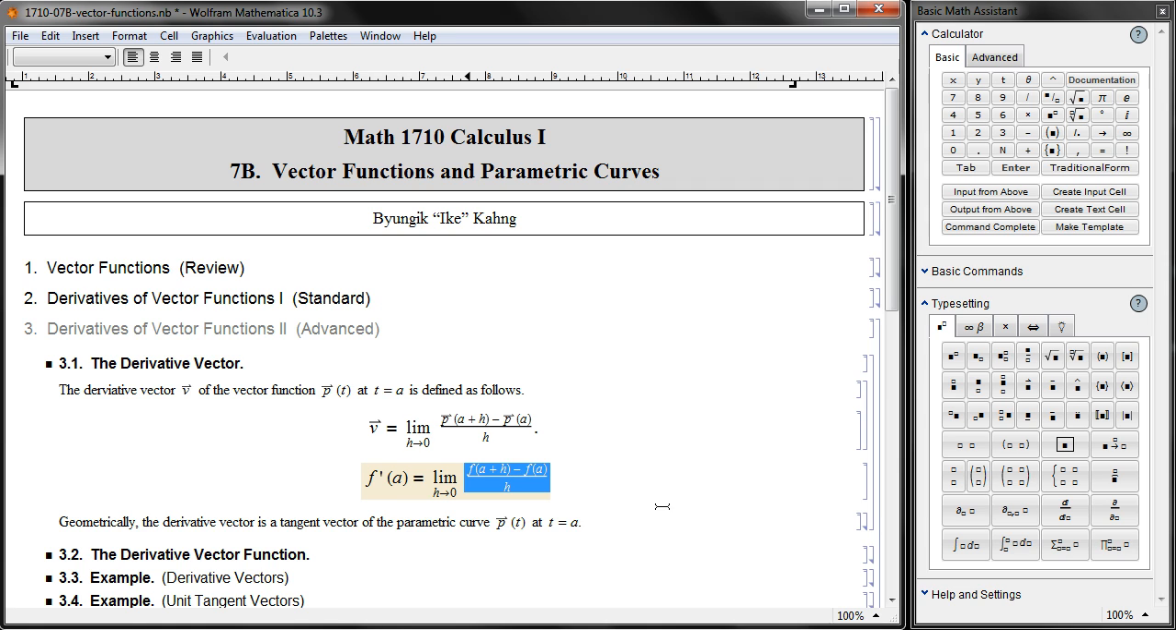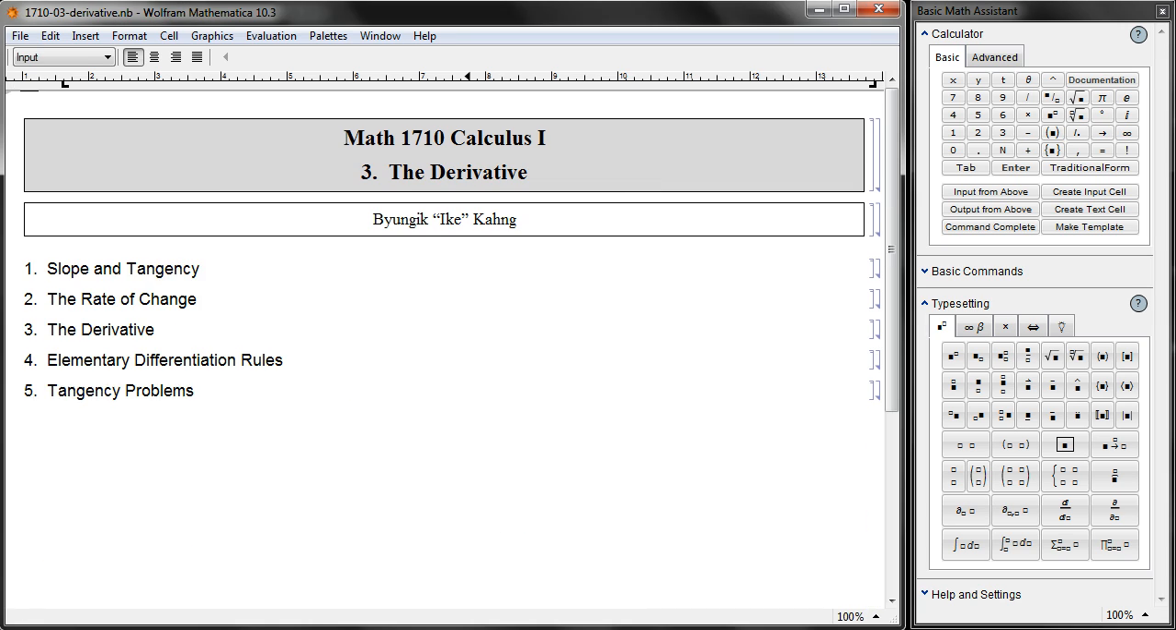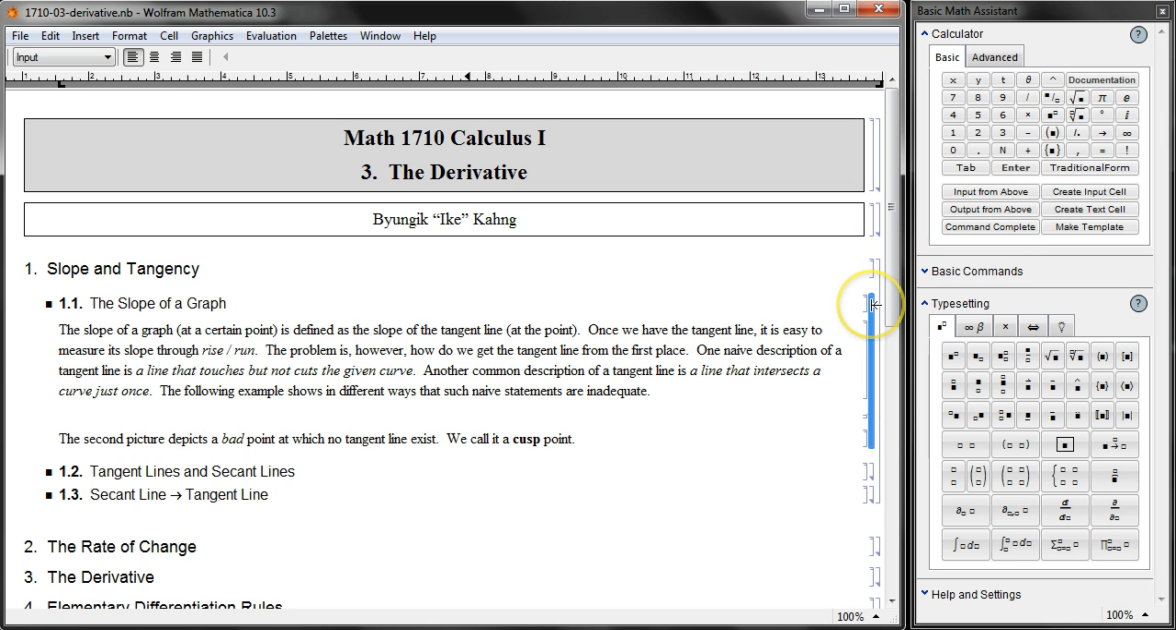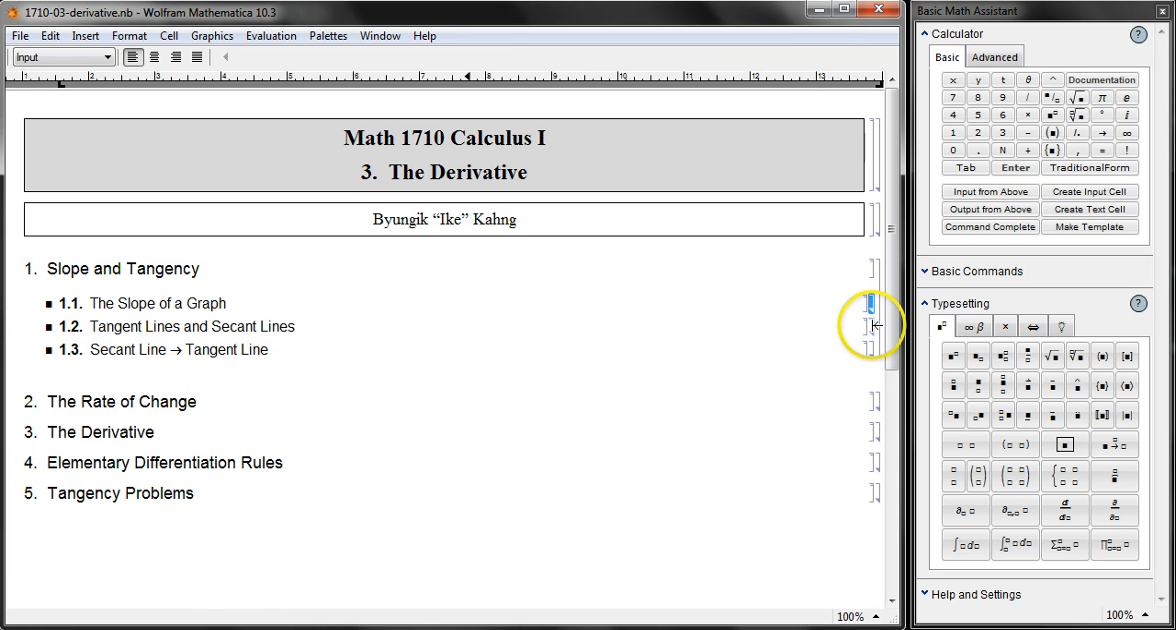Do you remember this? In case you don't remember, let me stop this recording and get the appropriate notebook here. Just give me a moment. Okay, I got the notebook here. And way back in week 3, we did this. We studied slope and tangency like this.